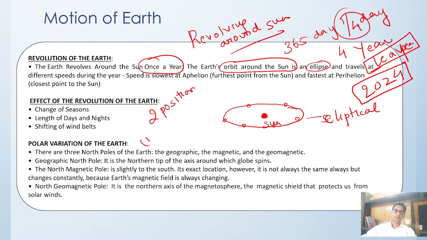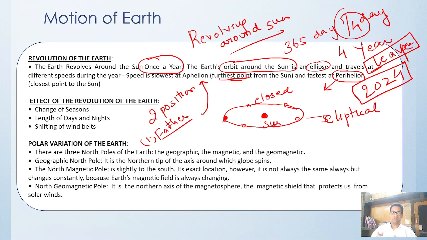There are two positions. One is the farther point from the sun, which is called aphelion, and the perihelion is the closest point to the sun. During perihelion, the earth is very close to the sun, and during aphelion, the earth is very far away from the sun.